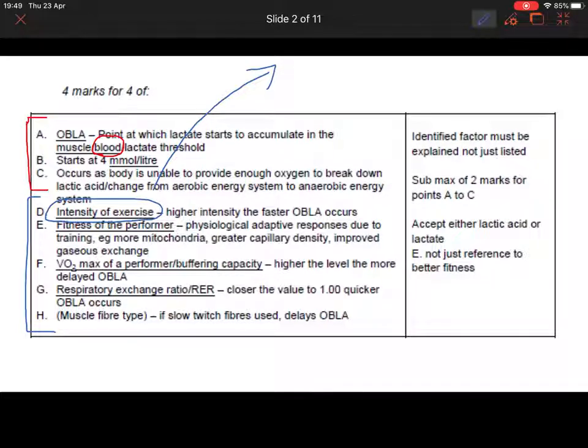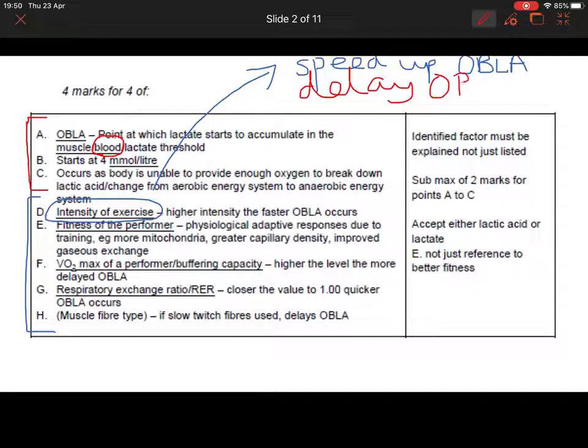One way you can structure your answer is how is each factor going to speed up OBLA? And what do we mean by that? If OBLA is being sped up, it's going to occur much more quickly, and therefore you're going to be working anaerobically much more quickly. The other way you can structure your answer is how will each factor delay OBLA. And obviously if OBLA is being delayed, less lactic acid is going to be produced, and therefore you're going to be working aerobically for longer.